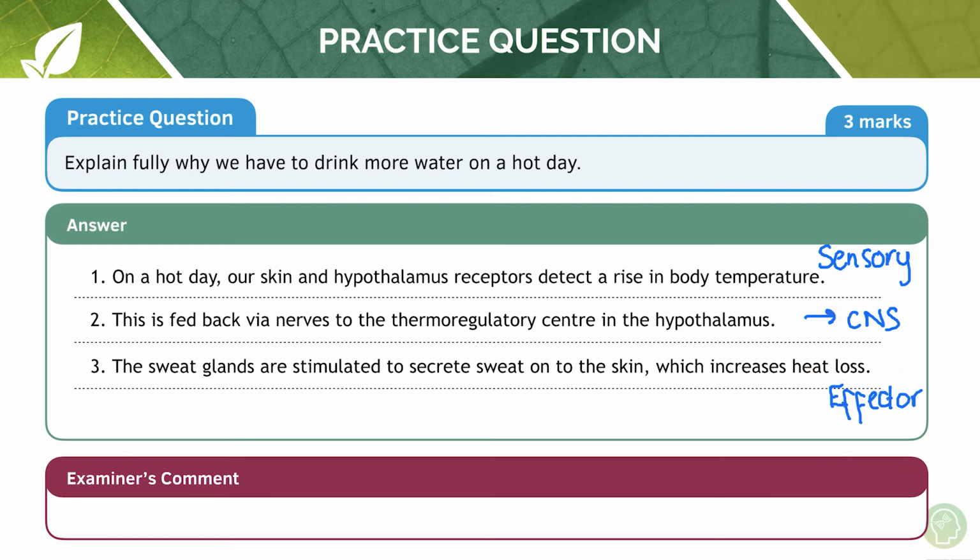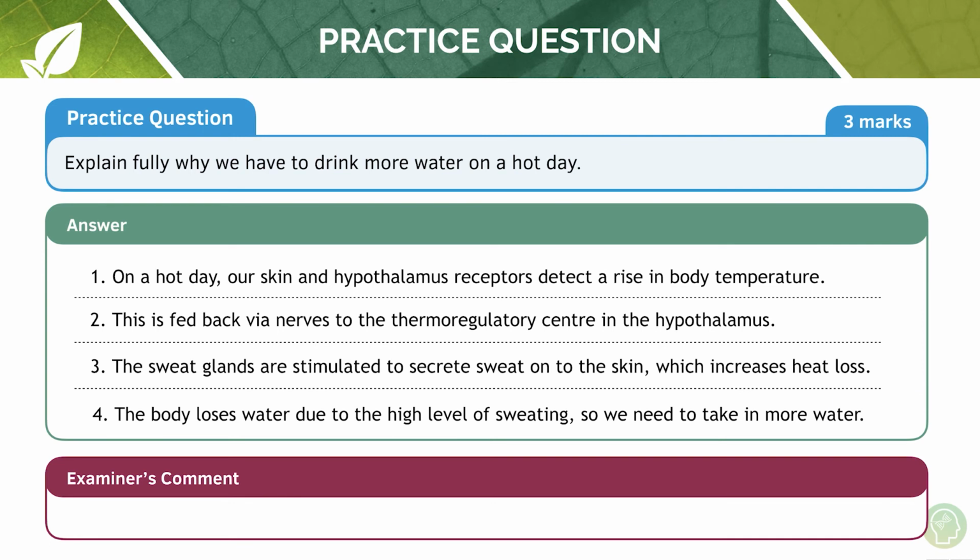And they've done this really well because they've said that we have receptors in both the skin and the hypothalamus. And if you go back to that diagram that was on one of the first few slides about how skin and hypothalamus receptors feed into the thermoregulatory centre, they've said exactly that in their answer. And it's these that are detecting the rise in body temperature, and they're feeding back to the thermoregulatory centre in the hypothalamus. And the hypothalamus in turn is going to stimulate sweat glands to secrete sweat onto the skin, which increases heat loss. And therefore, because the body is losing water via sweat, we're going to need to take in more water. So this is a really good answer.